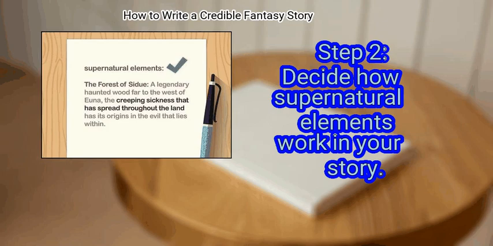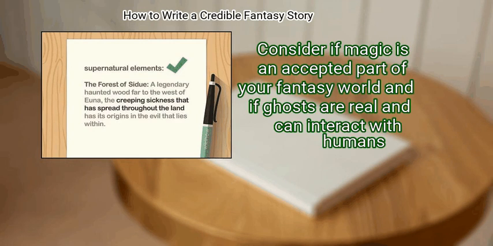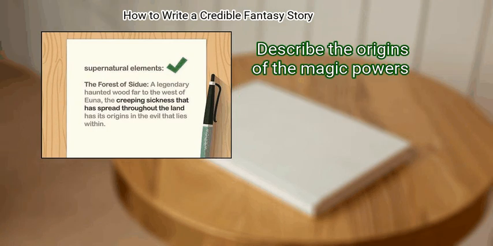Step 2. Decide how supernatural elements work in your story. Supernatural elements are key to most fantasy stories. Consider if magic is an accepted part of your fantasy world and if ghosts are real and can interact with humans. Describe the origins of the magic powers.